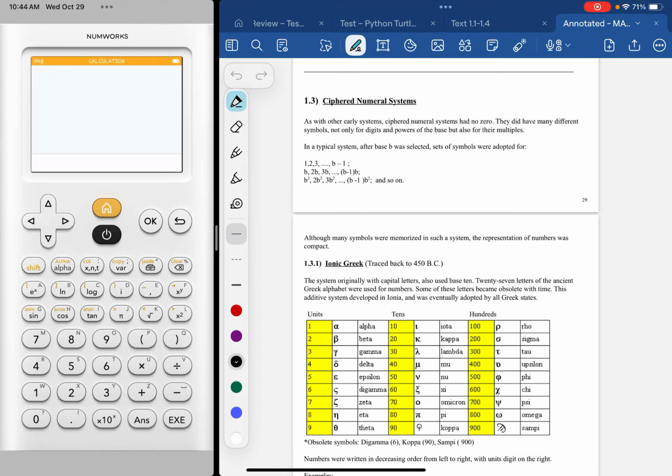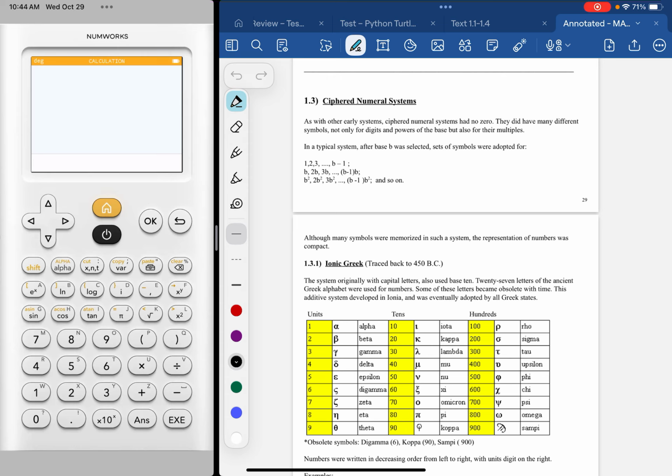All right, so we're looking at 1.3 ciphered numerical systems. This type of system has no zero. It had many different symbols, not only for digits and powers of the base, but also for their multiples. So instead of having 1, 2, 3, 4, and so on, we could have multiples of that. So 1 times some value, 2 times that value, 3 times that value, and so on. Right? So we can go on and on that way.